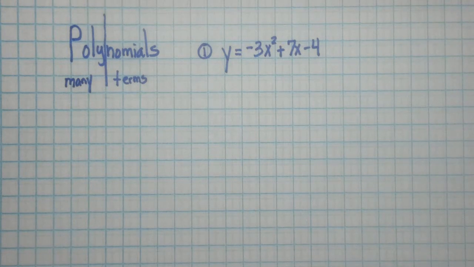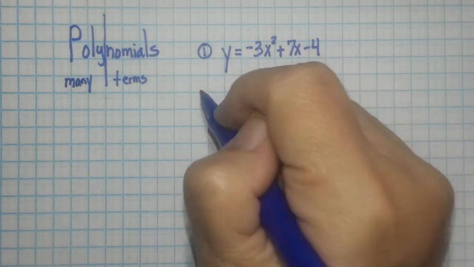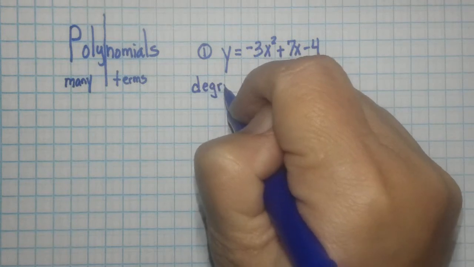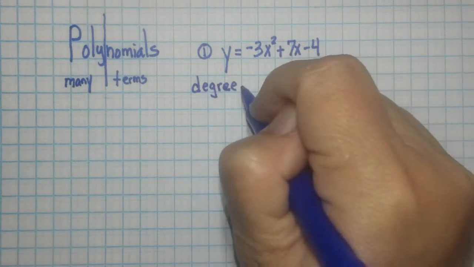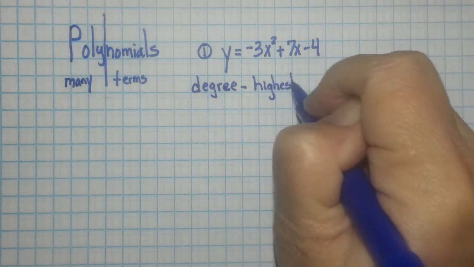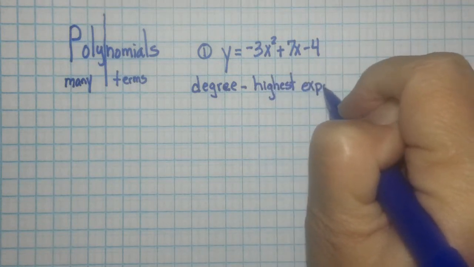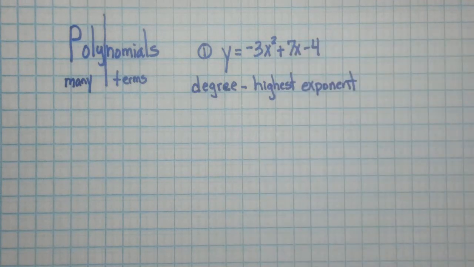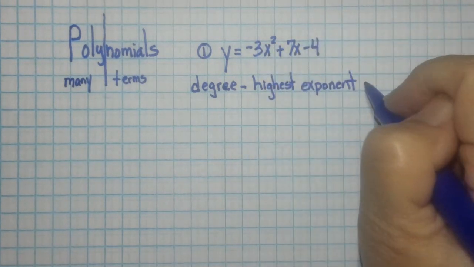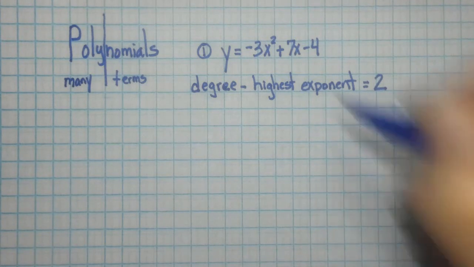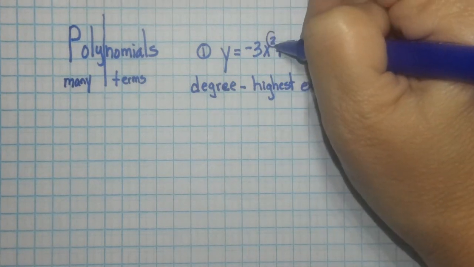What we want to be able to identify in polynomials is the degree of a polynomial. So the degree of a polynomial is determined by the highest exponent. So for this example, this polynomial would be degree equals 2, because I'm looking at this exponent right there.